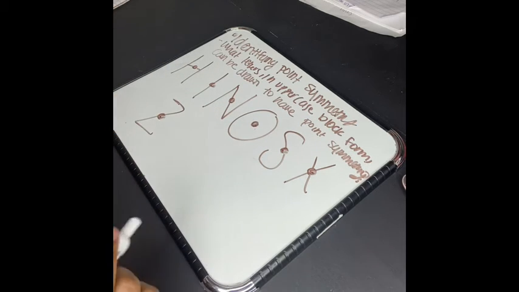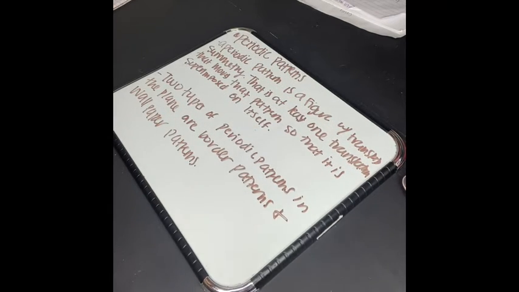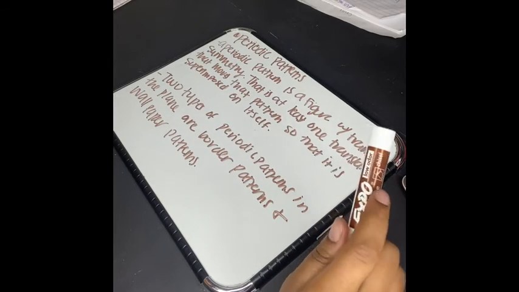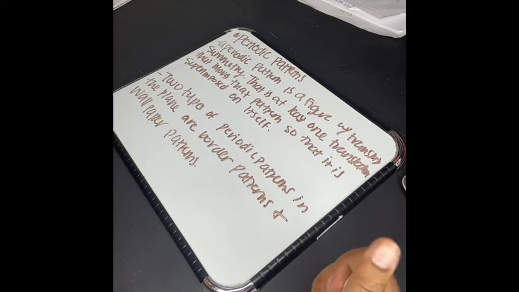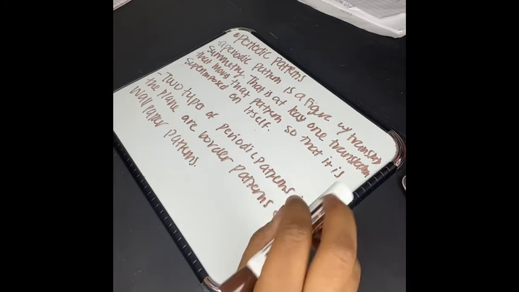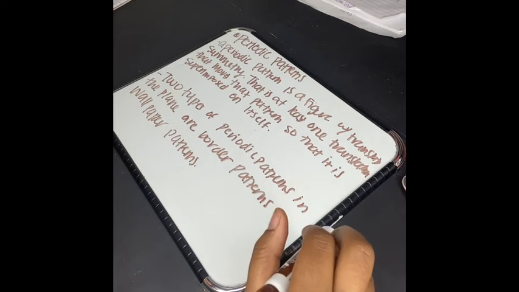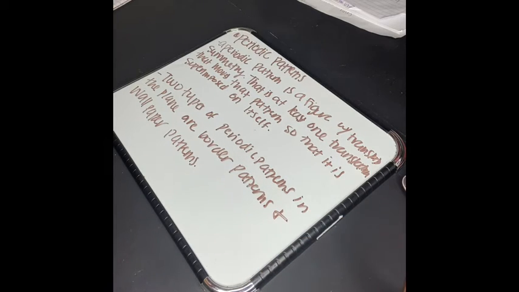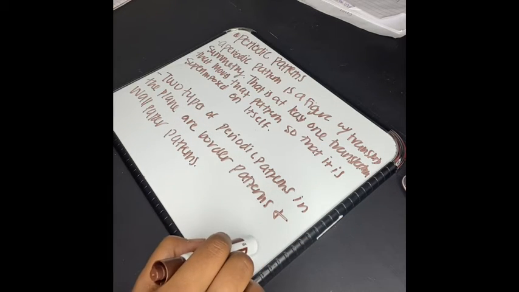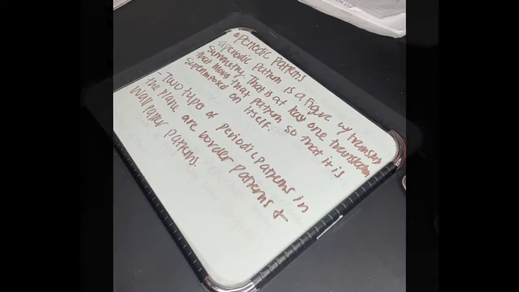So all of these uppercase alphabetical letters can be flipped 180 degrees and still be the exact same letter as it is rotated 180 degrees. It has point symmetry. Okay, so now moving on to periodic patterns. A periodic pattern is a figure with translation symmetry. That is, there is at least one translation that moves the pattern so that it is superimposed on itself. Two types of periodic patterns in the plane are border patterns and wallpaper patterns.